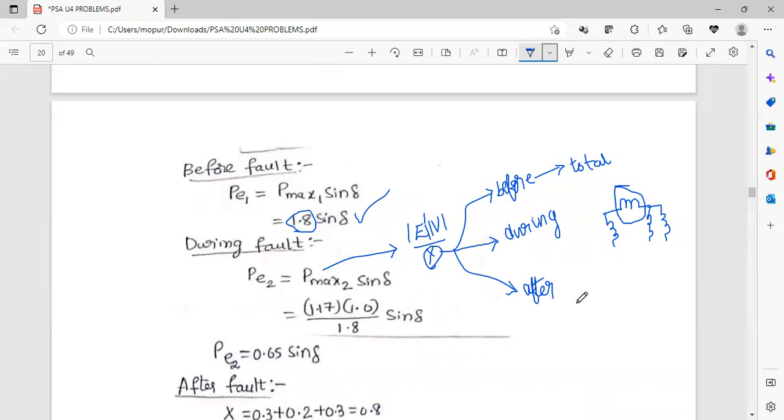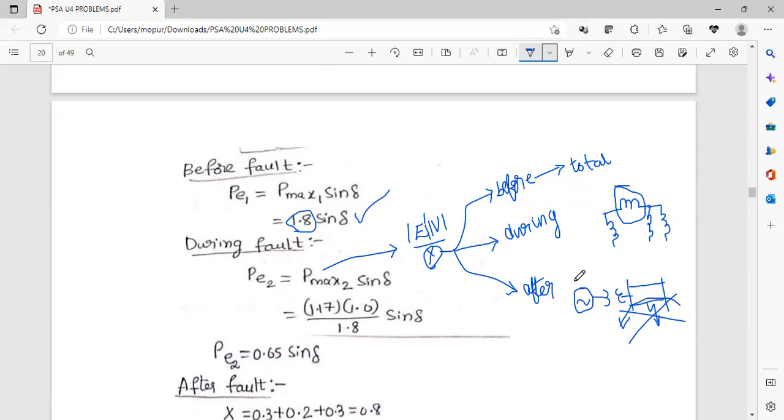That is, initially we had a generator here, and then we had a transformer here, and then we had 2 parallel lines like this. Here the fault occurred, right? This is the fault point for this subdivision. So what should you do? You should remove this total part. It should not be considered.